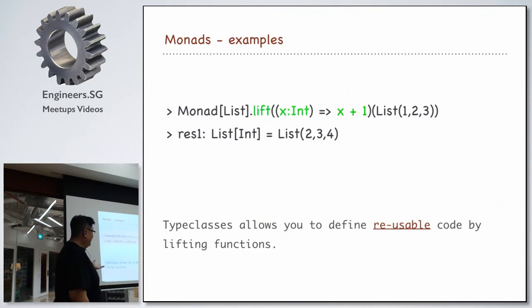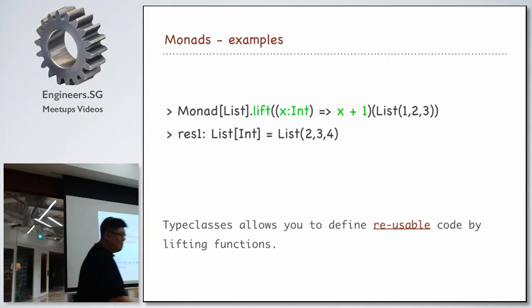In my own experience, I find that type classes really help me to define a lot of reusable code, because most of these things, like what I said at the beginning of the talk, it's always the three phases. You take something out from storage, you do something with it, crunch it in memory, and then you decide whether to chuck it or do something else.